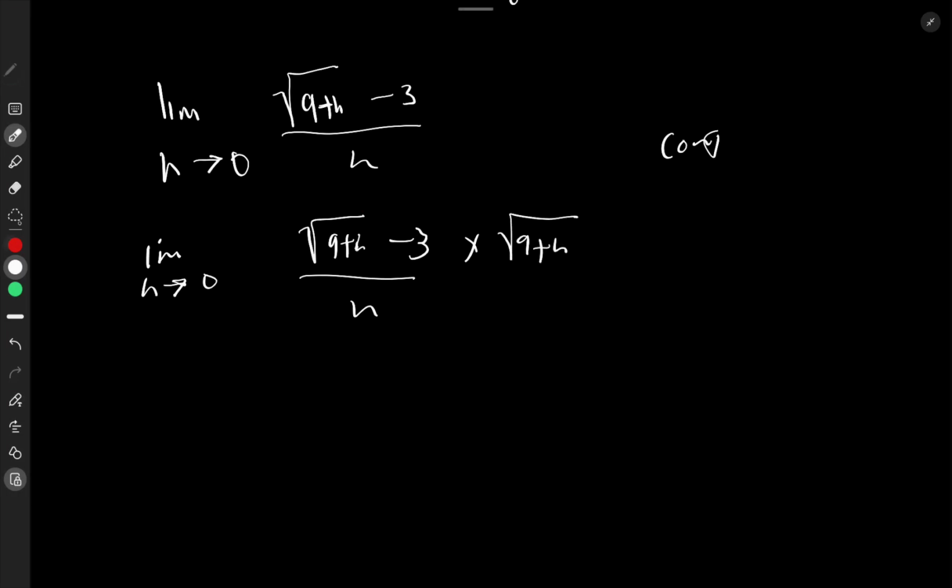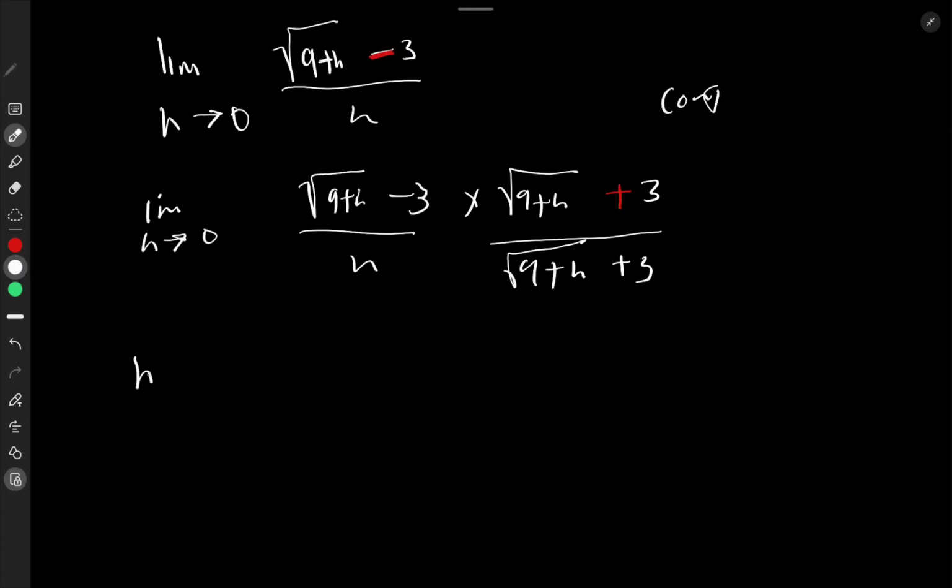This was minus here, so it's going to be plus 3, all over, because we don't want to change the value of the function. Whatever we did in the numerator, we should do in the denominator again, plus this. And now it should be a difference of two squares.